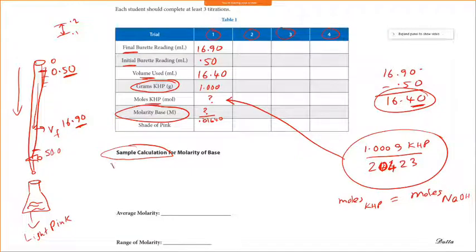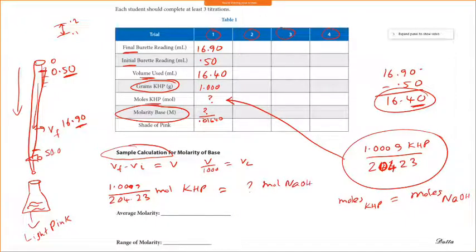First I'm going to write VF minus VI equals V. And then V divided by 1000 equals VL. Then I'm going to write 1.000 grams divided by 204.23 moles KHP equals the same amount of moles of NaOH. Then molarity of NaOH equals moles of NaOH divided by VL, whatever VL you get. And then you write the answer.